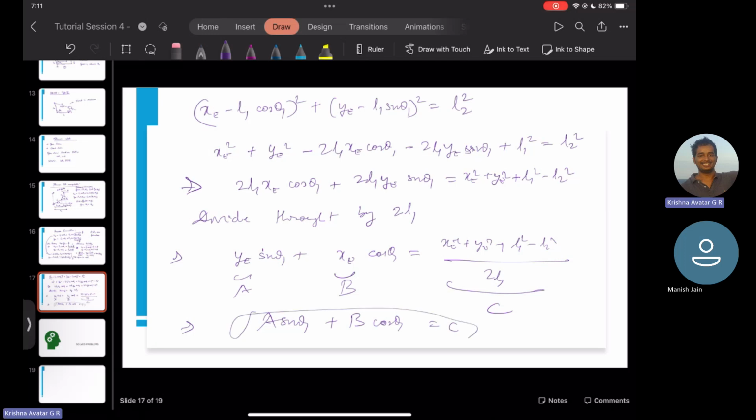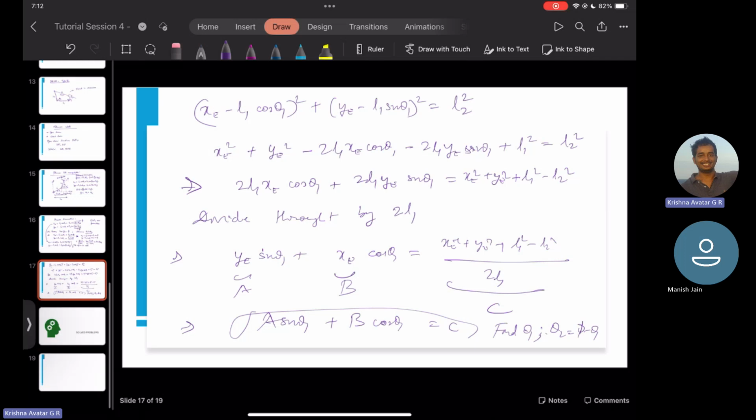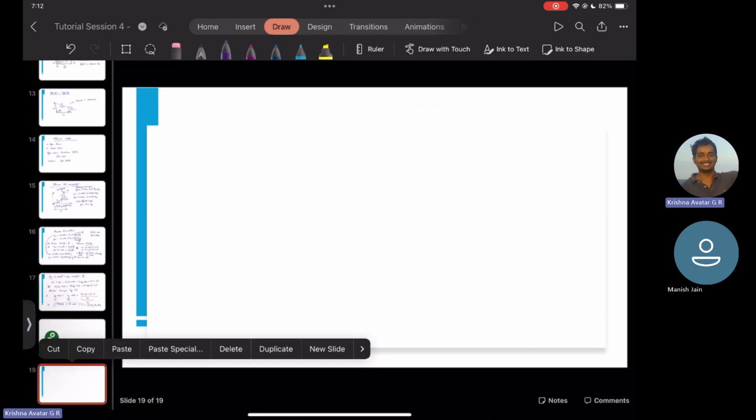And we use all those techniques that were established during the lectures to determine the values for theta 1. Once we have theta 1, then theta 2 is straightforward, because theta 2 is equal to phi minus theta 1. So that's as simple. Then we have the planar RP manipulator, and that's how it goes. So what we'll do now is revisit some of the assignment questions in week 3, assignment 3 of this course.